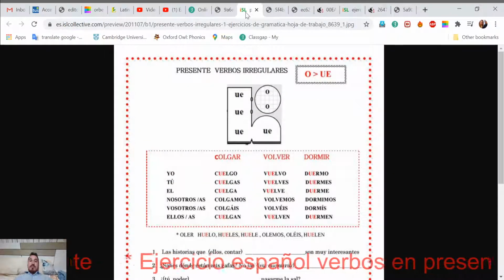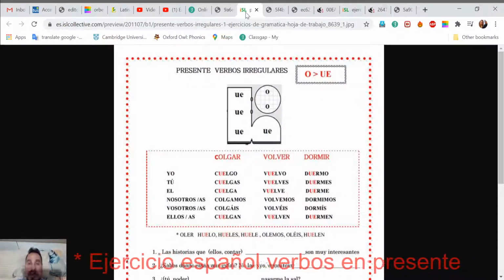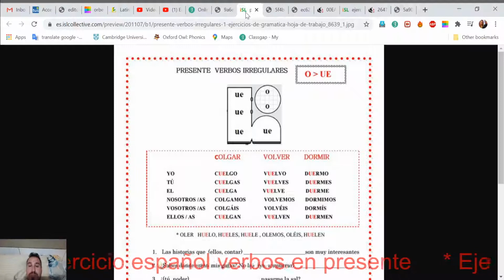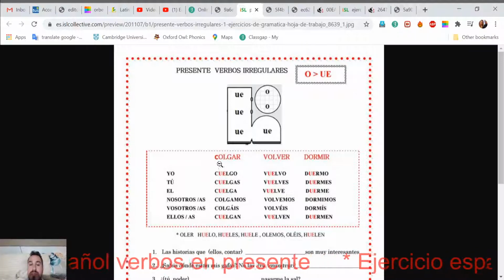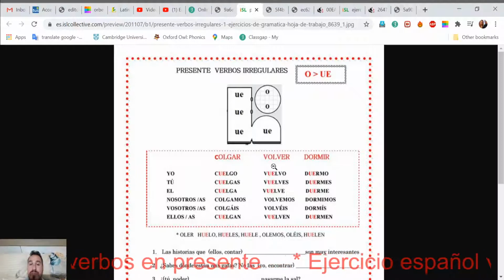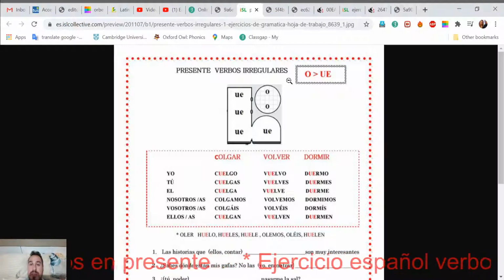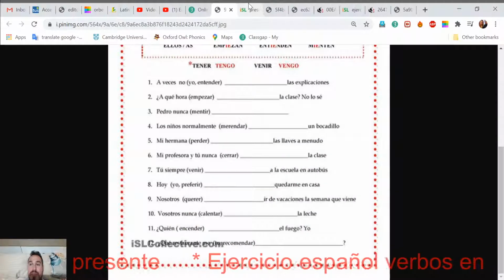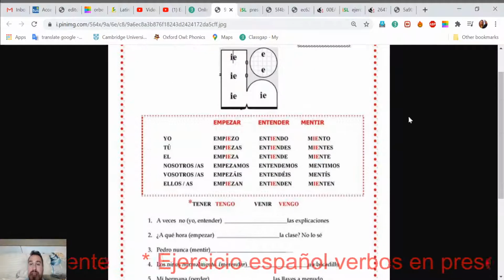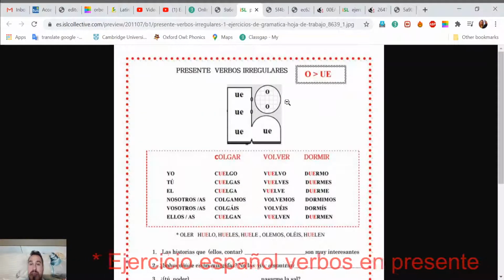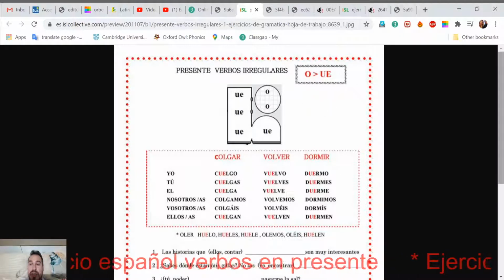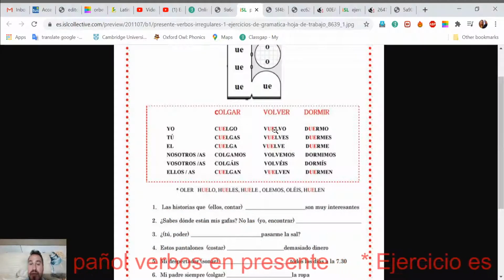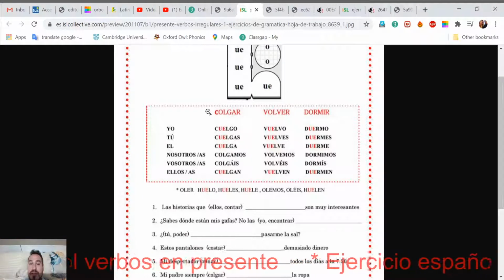Okay, next one. Now we're going to talk about O turning into UE. Of course, you need to have an O in the middle of the verb. Okay. By the way, this does not mean that every verb that has an O in the middle gets this change. Okay. And remember, we don't always change this, as you can see here.